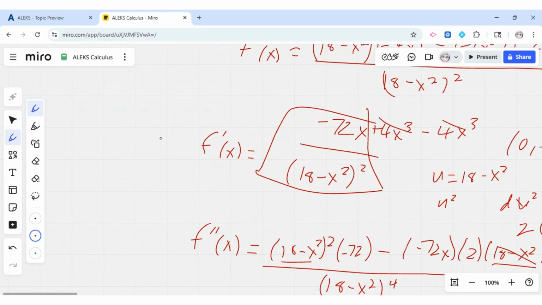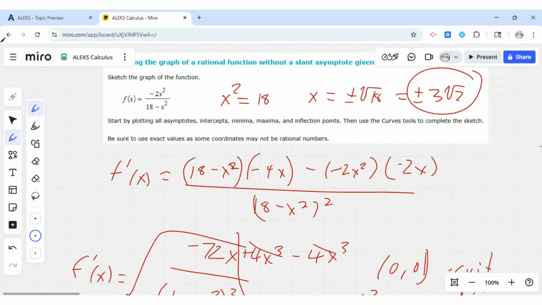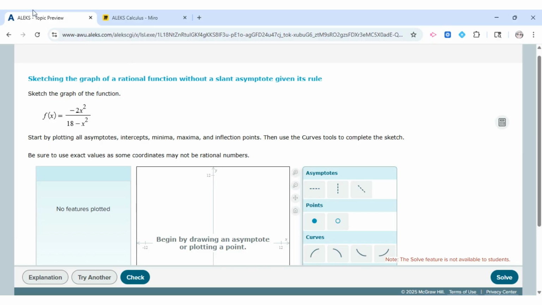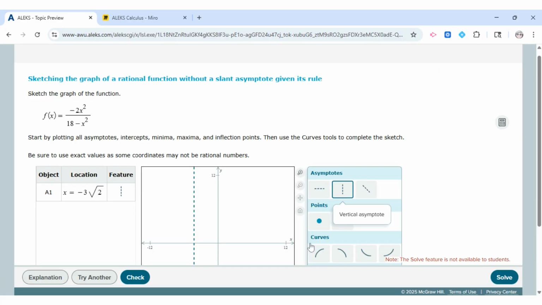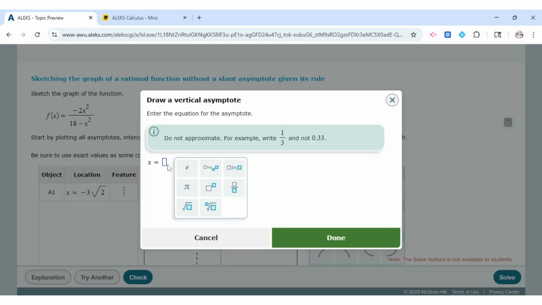We're going to come back and refer to all this chicken scratching as we try to build the graph, but let's do some graph building. I think the first thing to do is plot the asymptotes. And we already noticed that there are vertical asymptotes at negative 3 times the square root of 2 and 3 times the square root of 2. So we'll put those in.